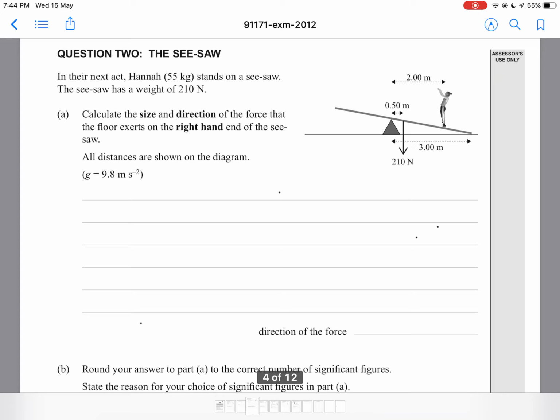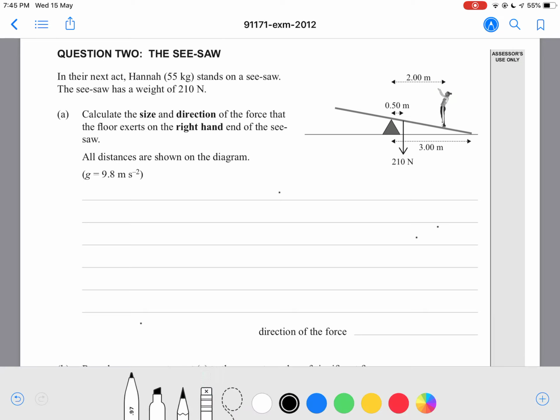Okay, so basically when you see a pivot point and then distances and forces, you can be pretty confident that the question will be a torque question, and it's going to be involving torque equations. The question asks you to find the force that the floor exerts on the right hand end of the seesaw. Because we're finding the force at the right hand end, we're going to make the opposite end the pivot point. The opposite pivot point is the triangle in the middle. I'm just going to circle it for you right now. This is the pivot point we're going to make, and then we're going to find all the torques acting around this pivot point.